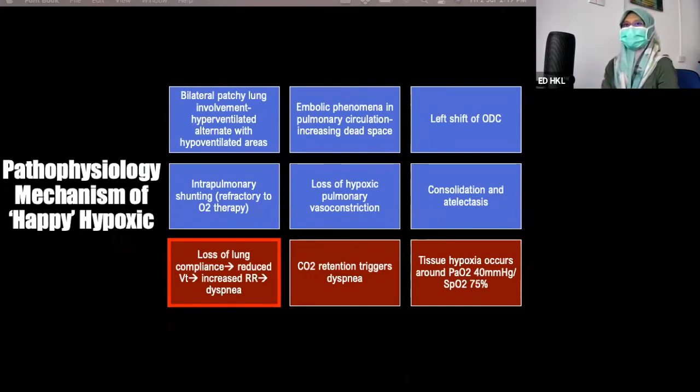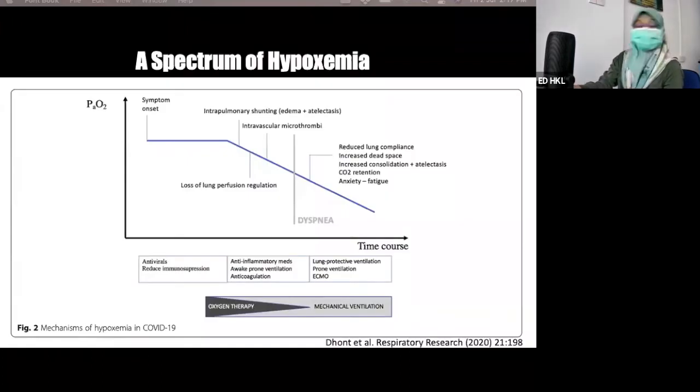Perasan tak? Okay, so bila kita nak intervene? Kalau you nampak graph ni, this is the point of decompensation. So we have to intervene before that point. The patient may have intrapulmonary shunting, intravascular microthrombi. At the point the patient becomes deep sleep, kita kena intervene.